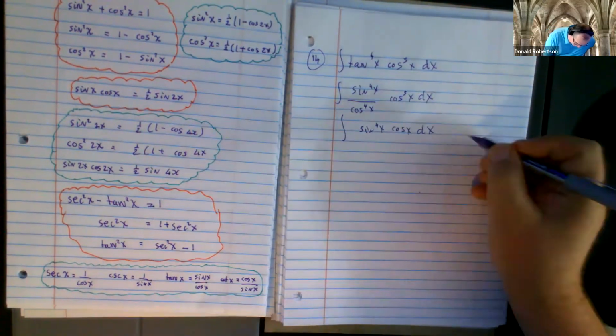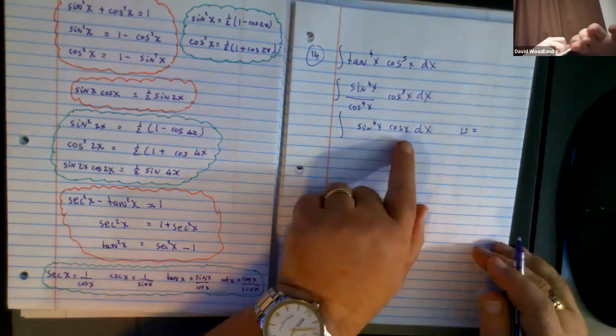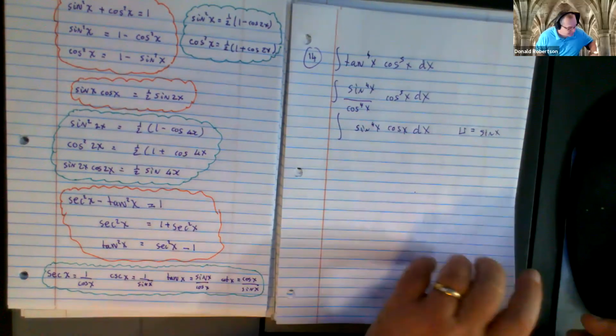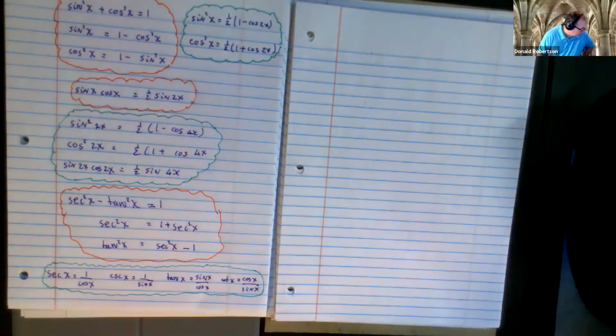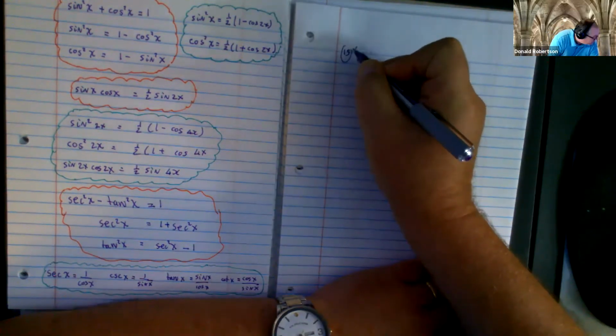Okay, and this is my last bit. What u sub will you use in this question? A sine x or a cosine x? A sine. Correct. And it's good. Trust me, you'll do it yourself. Just going to do the beginnings of this one.